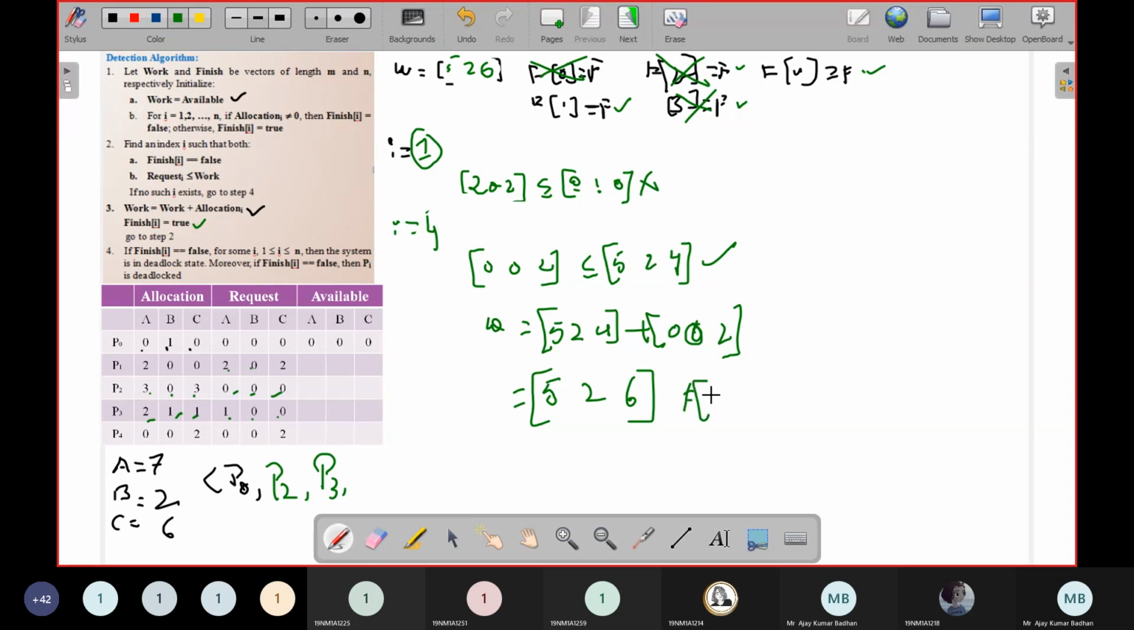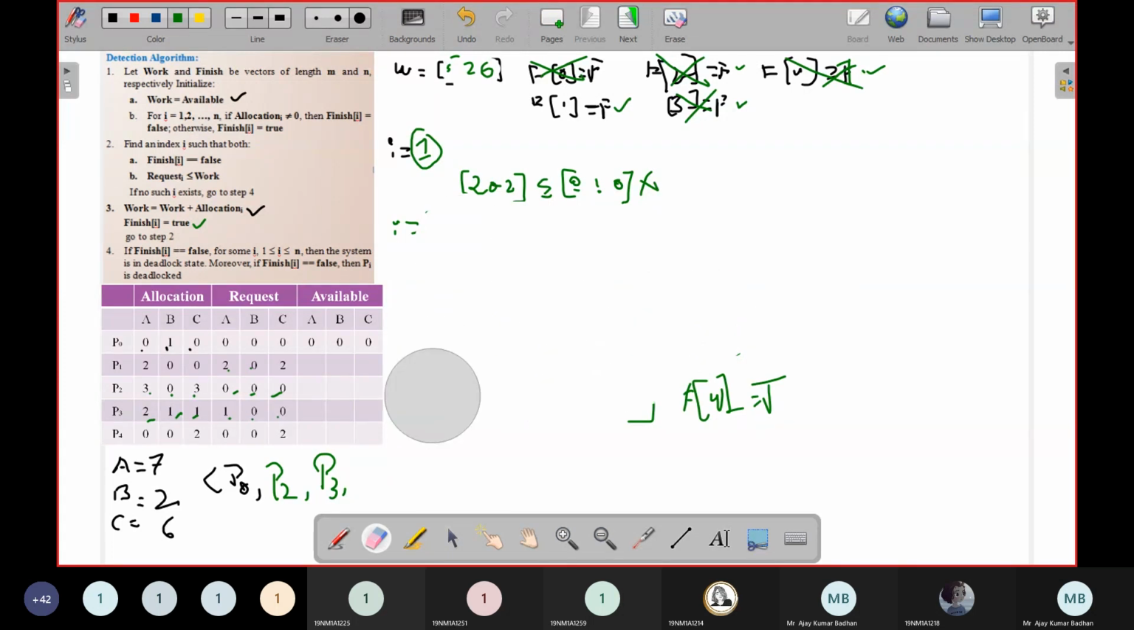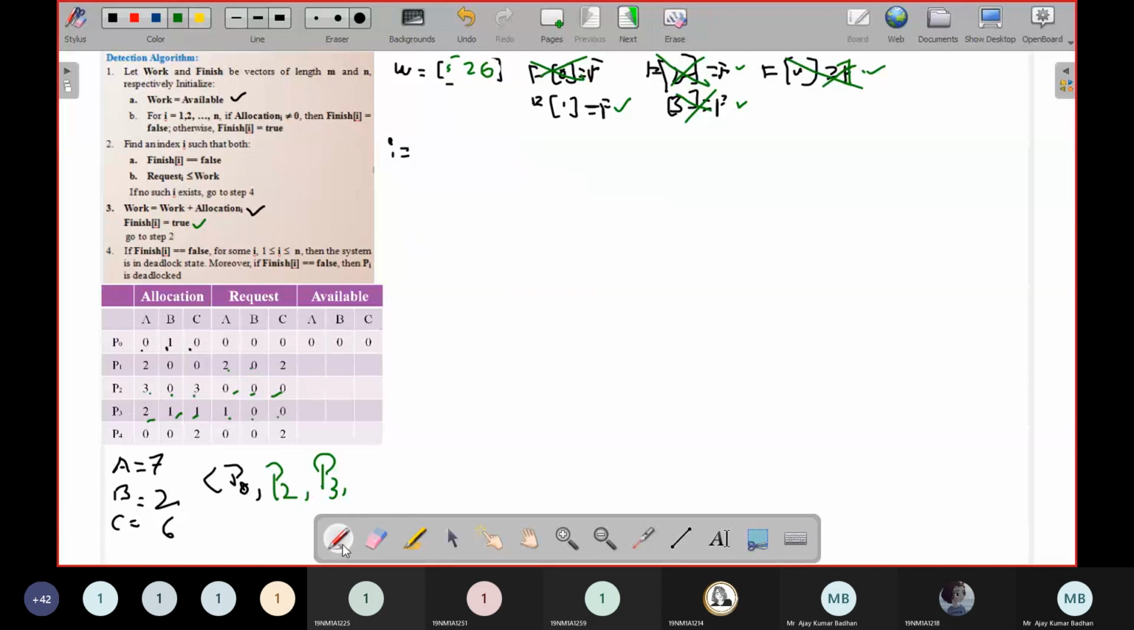And finish of 4 equal to now true. And this will convert into true. So this is also completed. Now since we have completed all the process, only one process is left. What is the process? That I equal to 1, which we did not see. So we will be coming back again to this particular process I equal to 1.